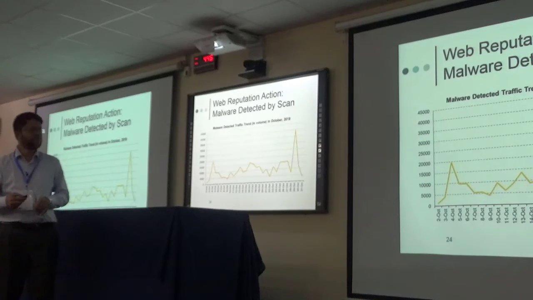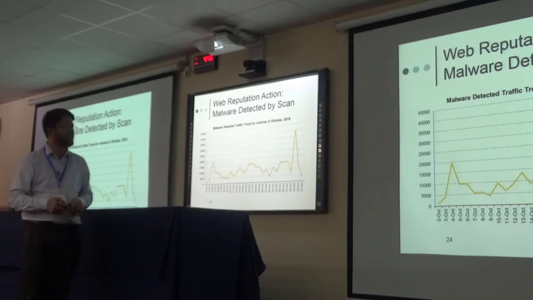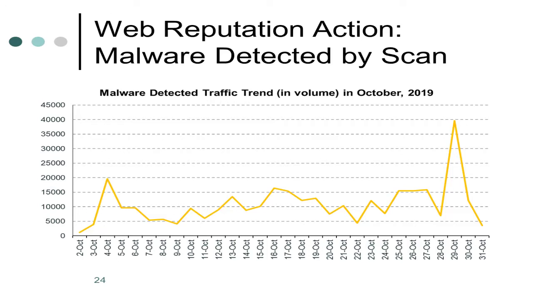So in terms of volume, this is the number of data for October only. This is malware detected. Every day, as you can see, there are 10,000 malware detected. We have a spike at 40,000. This is one of the attacks that we found on the 29th of October.